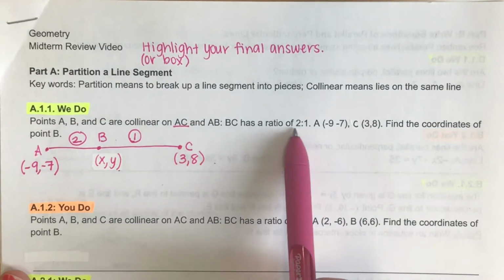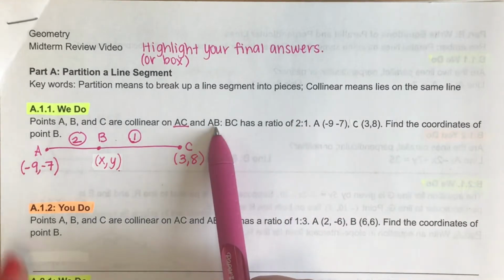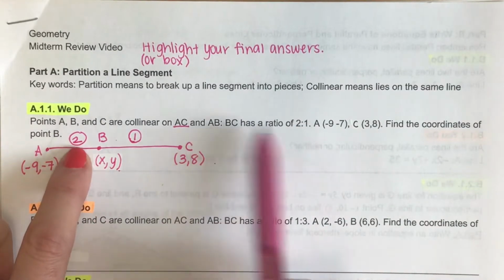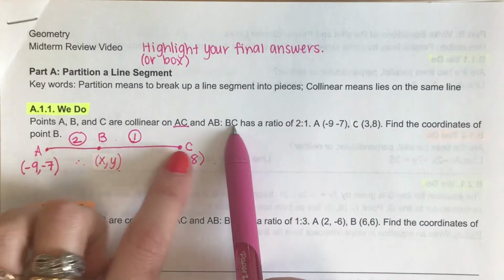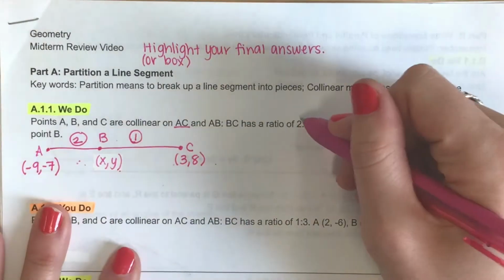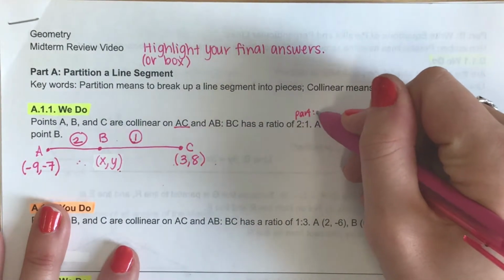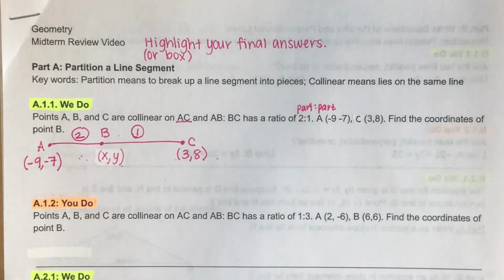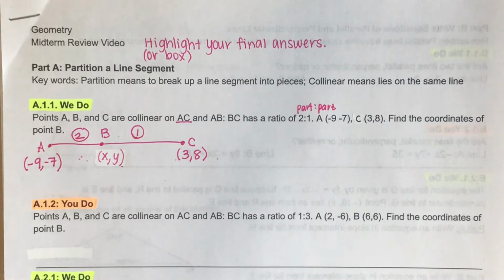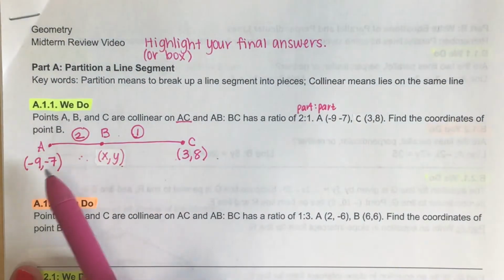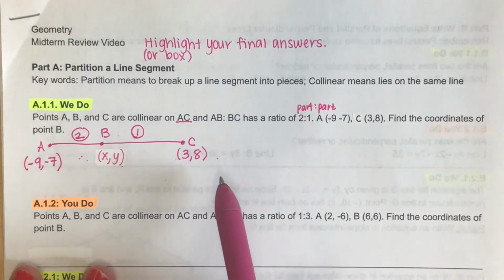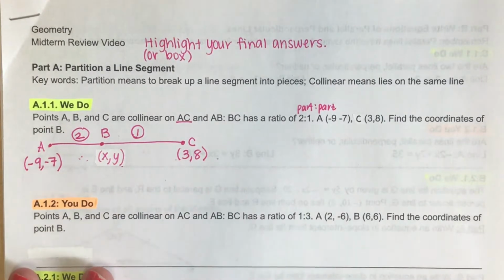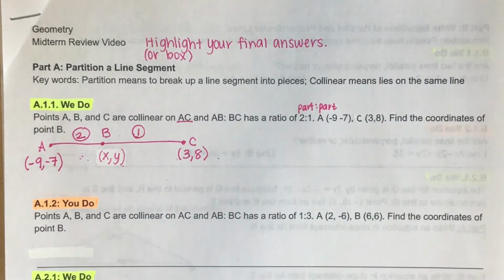Now the ratio that is given to me is 2 to 1. AB, which is this piece right here, is a 2, and BC, this piece over here, is a 1. So this is a part to part ratio, one piece and one piece. So now I'm going to say that I have the middle minus the first over the last minus the middle. I'm going to set that equal to my ratio.